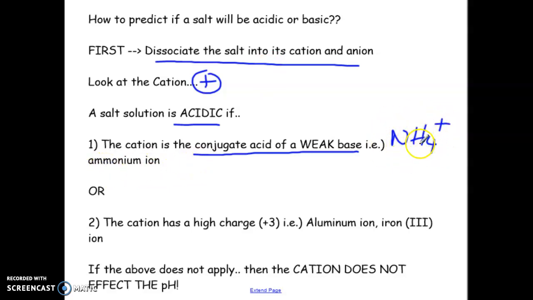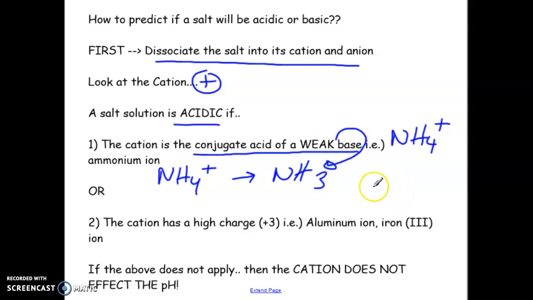So ammonium ions, the conjugate of this would be ammonium, which is in fact a weak base. Because ammonium is the conjugate acid for a weak base, that tells us, yes, my NH4+ will react in water and it will create an acidic solution. Okay, so that's one criteria. So let's say this criteria is not met.